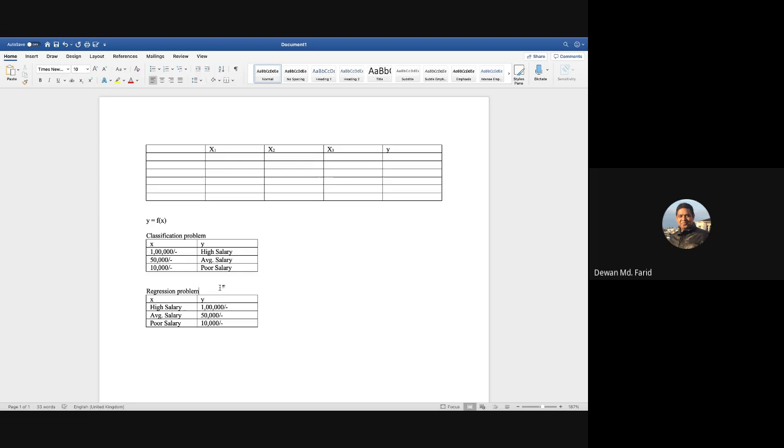But in real life, we may not have this type of simple example. The data will be very complex, right? All data will be very complex. So now here you see we have how many columns? 1, 2, 3, 3 columns, right? And here we can say y1.